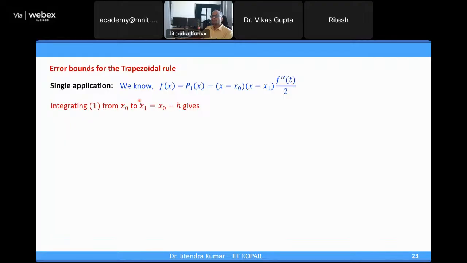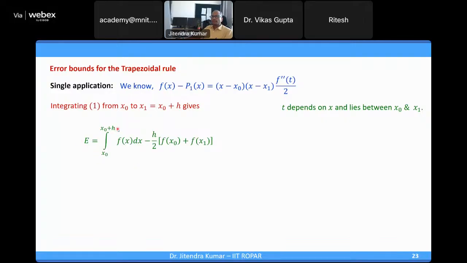Now we integrate this from x0 to x1, where x1 you can consider as x0 plus some distance h, and this t depends on x. Of course t lies between x0 and x1, because as I said, it will lie in the domain, which in our case is x0 to x1. And of course, this will depend on which point you are talking about for this error. So if you change your x, this t will also change.